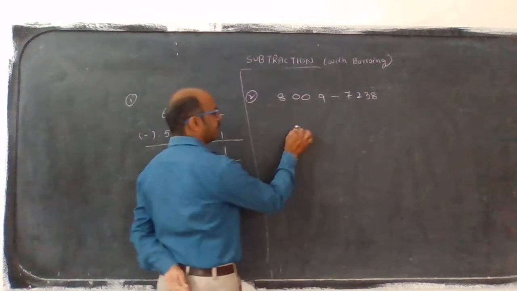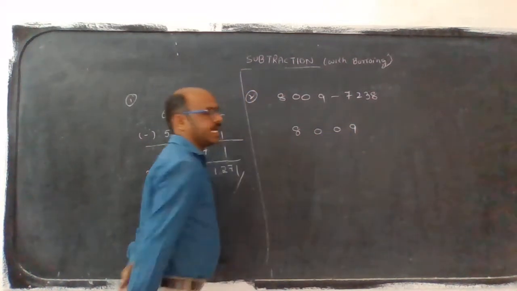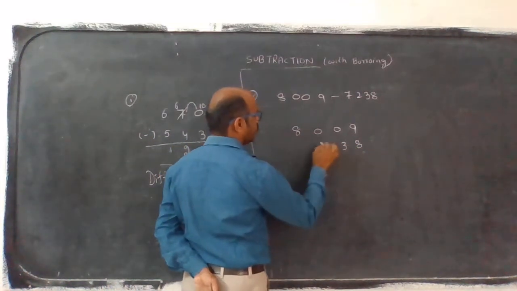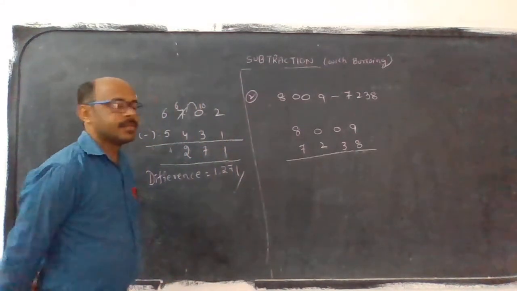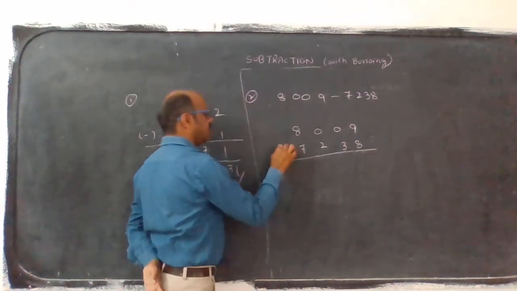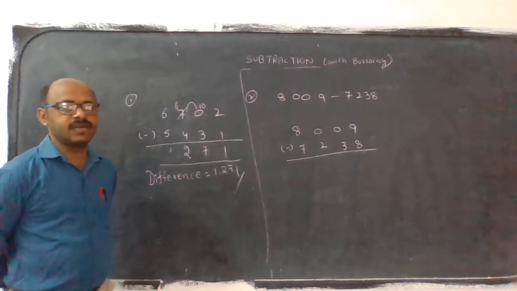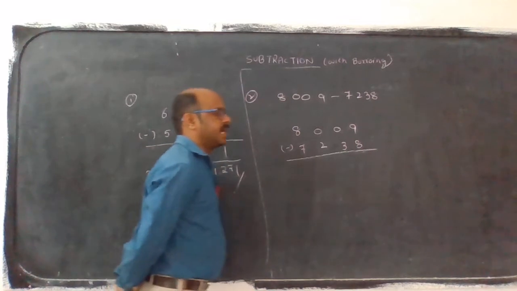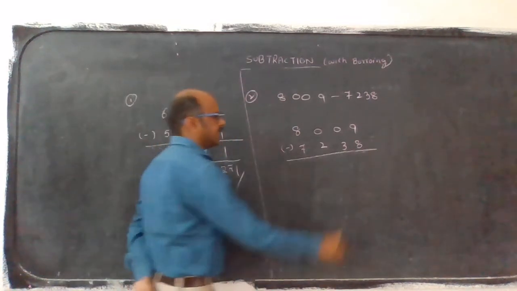See, we can write it as 8009. Then next, according to place value, 7, 2, 3, 8. Make the subtraction symbol here. Do the subtraction. Now we can see the ones place. From right to left we have to do the subtraction. 9 minus 8 is 1.